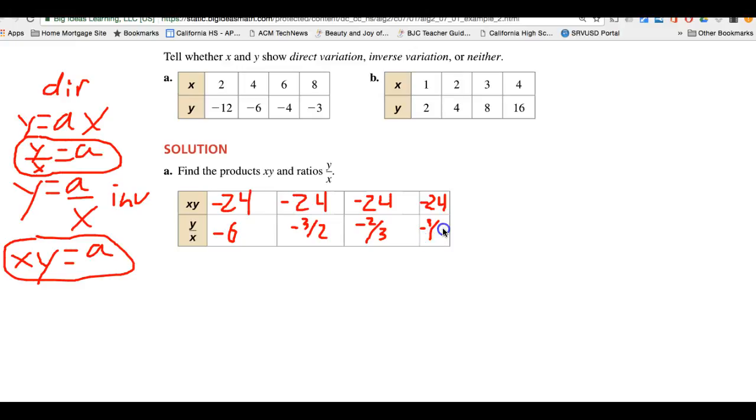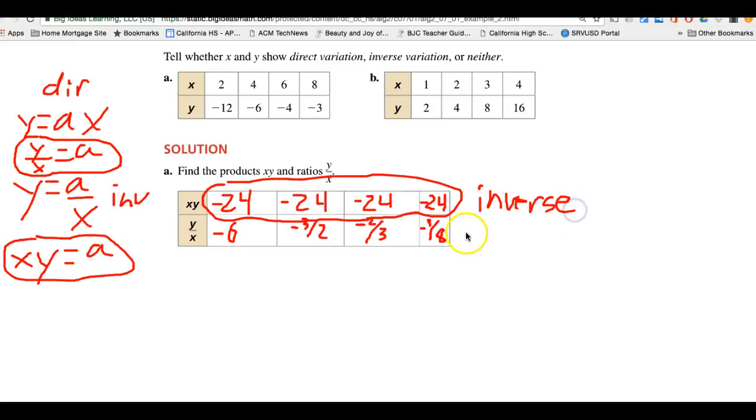Now again, what you're looking for here is a constant value. You're looking to see whether the products are constant or the ratios are constant. Now, you have to remember, this is our constant right here. So since our product is constant, that means that we fit this inverse model. So this right here would be an inverse relationship.